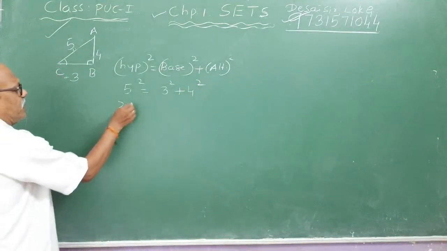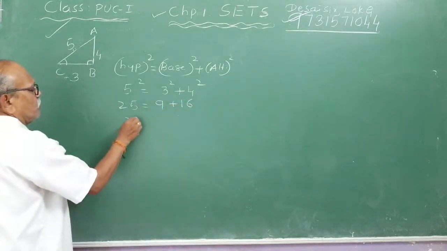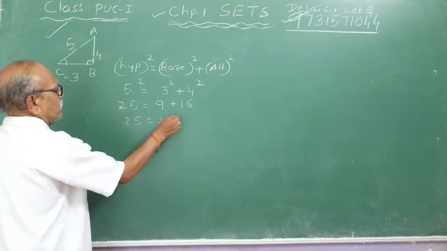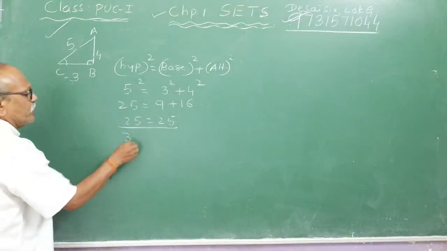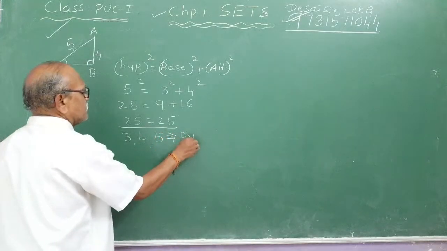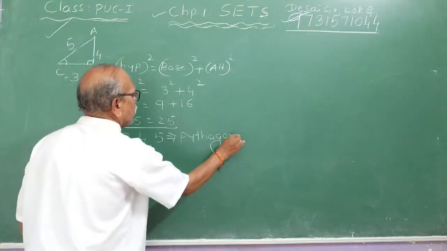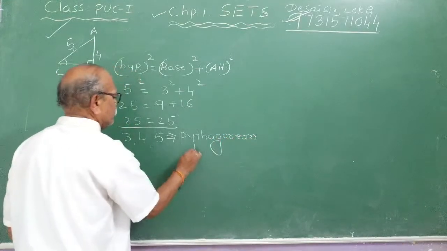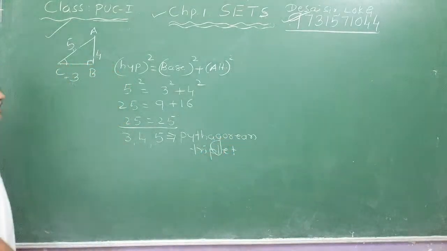That is 25 is equal to 3 square is 9, 4 square is 16. Therefore 25 is equal to 25. Means 3, 4, 5 are called Pythagorean triplets. Remember, they are required later in trigonometry. Very important, Pythagorean triplets.